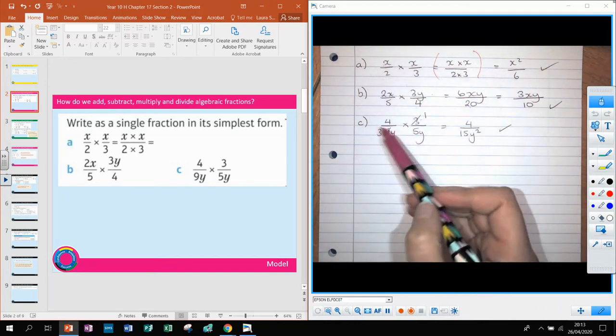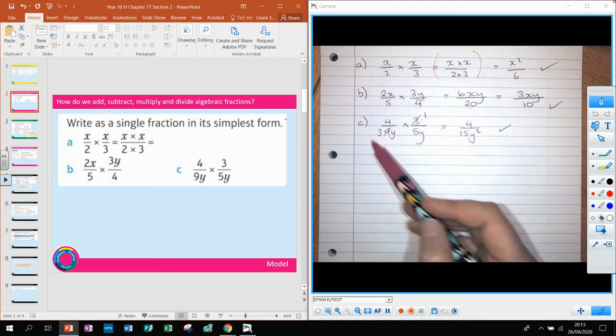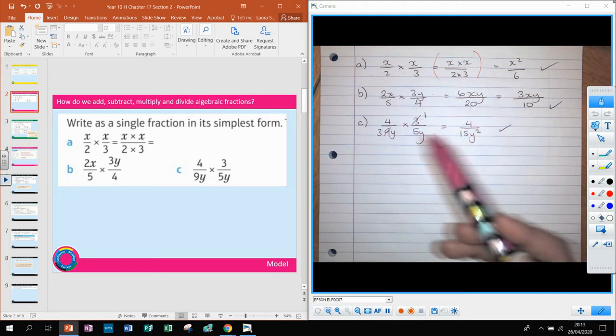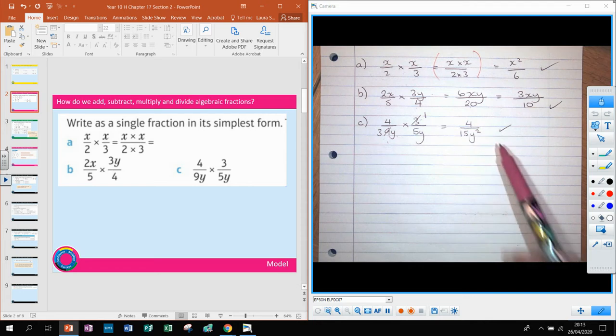You also need to take a moment to pause and say, can I cancel this down? That's particularly important when we have larger numbers. Smaller numbers like this, you can probably cope with either way. Once we get to larger numbers, you really want to cancel down as early as possible to make it easier when you get to the end of the question.